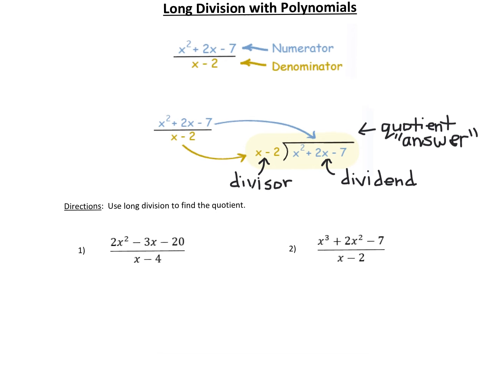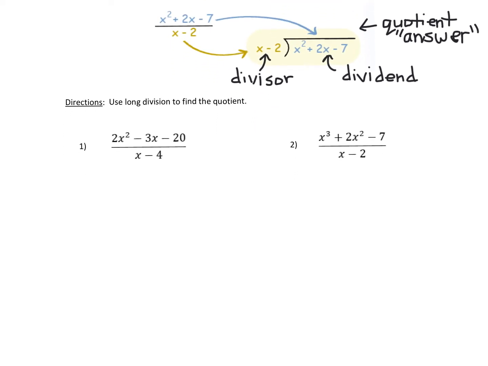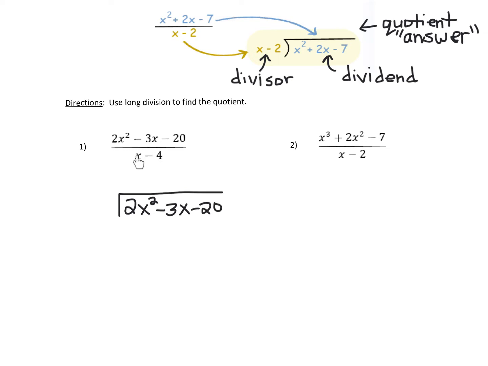All right, so let's take a look at the examples on the bottom of this page so we can see how it works. Since we're dividing this trinomial by this binomial, remember, the numerator goes underneath the division bar. And the denominator, what we're dividing by, goes out here. So the divisor goes out here. Let me show you how this process works.